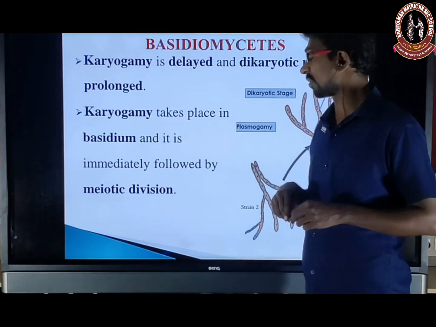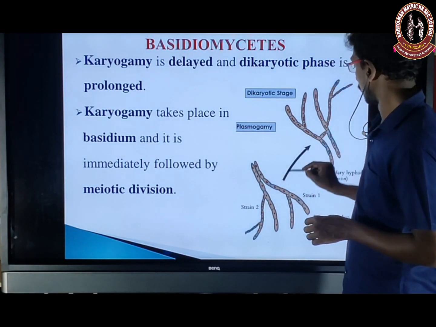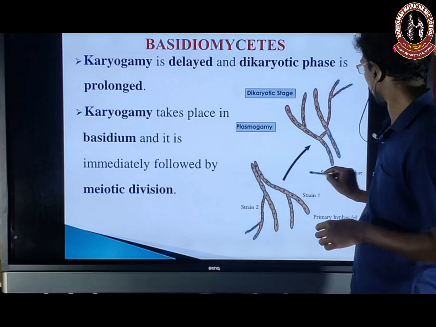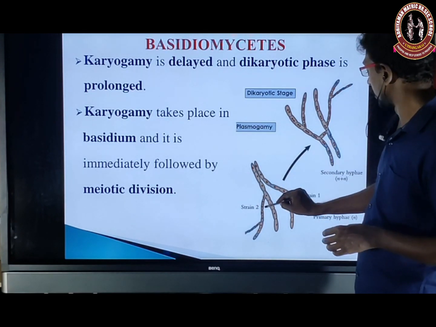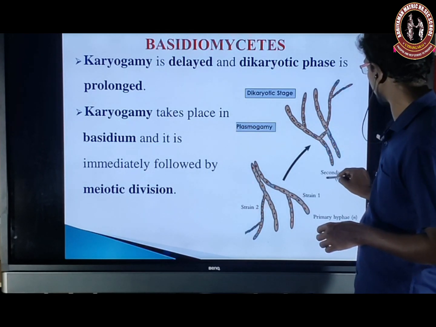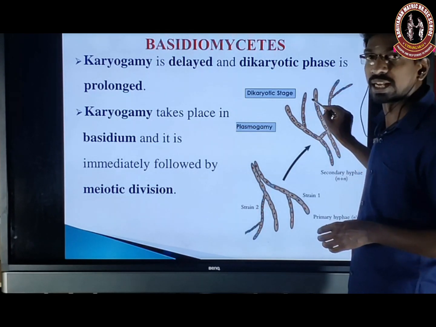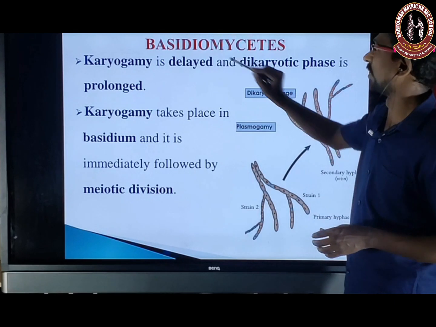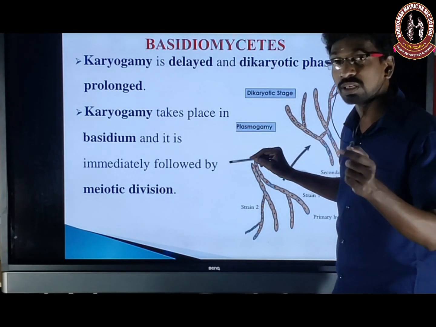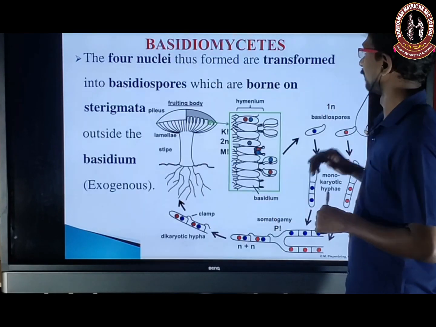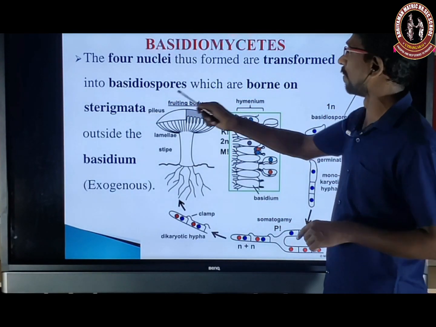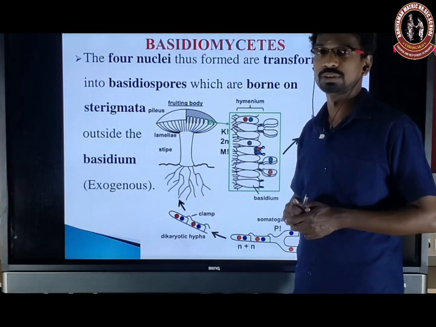Four basidiospores are formed. Here plasmogamy occurs between strain 1 and 2. It's a primary hypha, each is a primary hypha. Also, a dikaryotic mycelium is formed. It is a secondary hypha, the dikaryotic state. When the fusion of nuclei occurs, the fruit body, that is the basidium, is formed. The four nuclei are transformed into basidiospores.